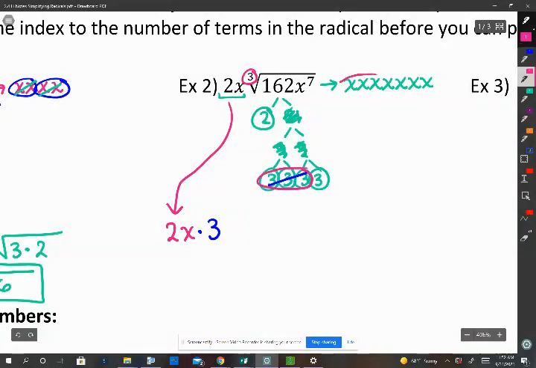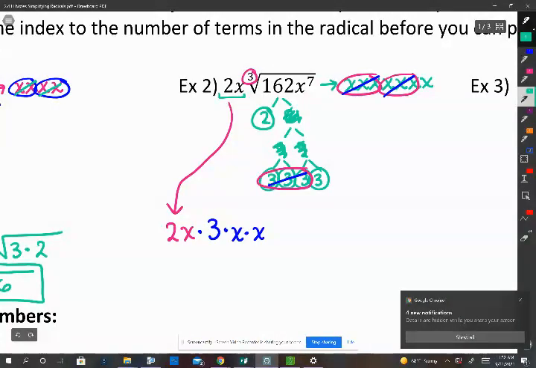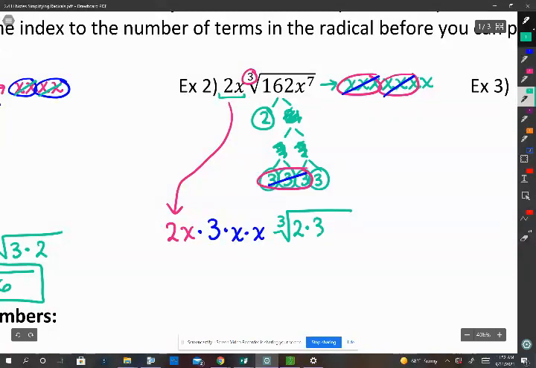I have 3 x's and 3 x's. So when I look at that, I've got 3 x's here, comes out. I have 3 x's here, comes out. And then that's the only 3 of kinds that I have. And so what happens is then I have the part that's left over. So the part that's left over is a cubed root. And then I've got a 2 left over, a 3 left over, and an x left over.